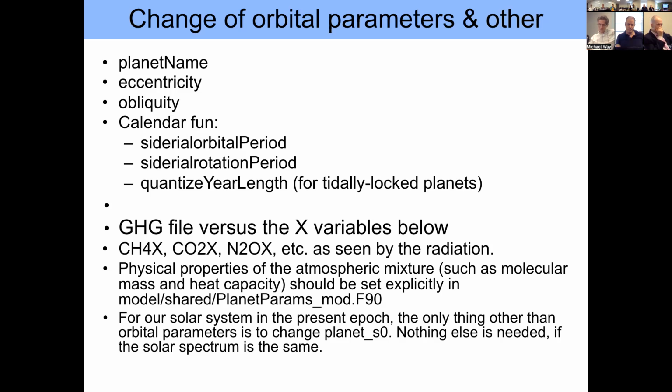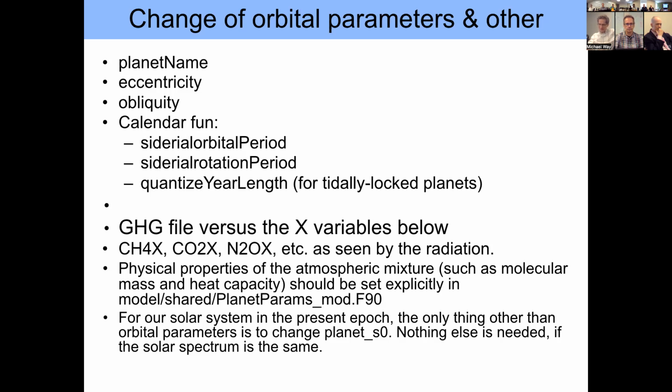You have to specify a planet name. It's mostly for your record keeping, so you will see which planet you're using. Then for the orbit, you will specify eccentricity, which is dimensionless, and obliquity in degrees. Then you will need to specify a calendar. Maybe this is a little confusing on this slide. It's not actually a calendar, it's still orbital parameters.